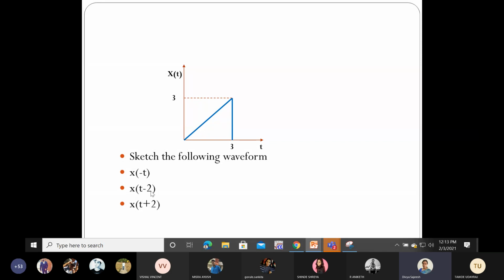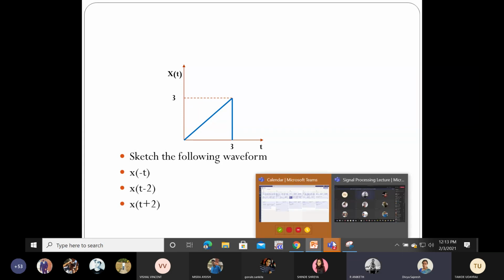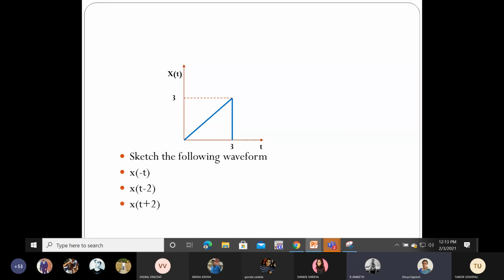Now t minus 2: are you delaying the signal or advancing the signal? Delaying the signal. So the other one, t plus 2, you will be advancing the signal.